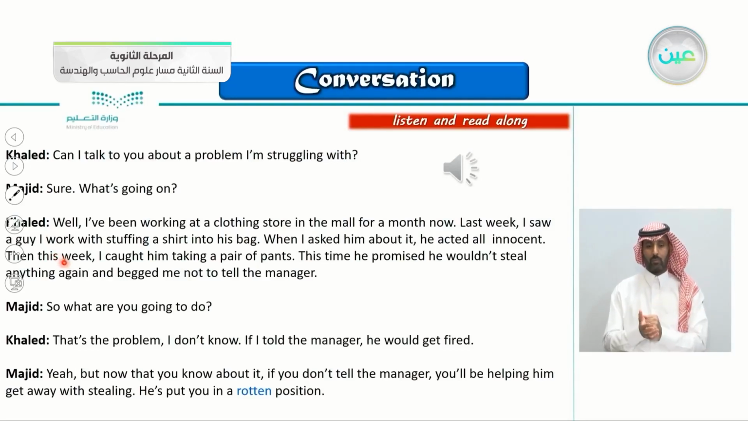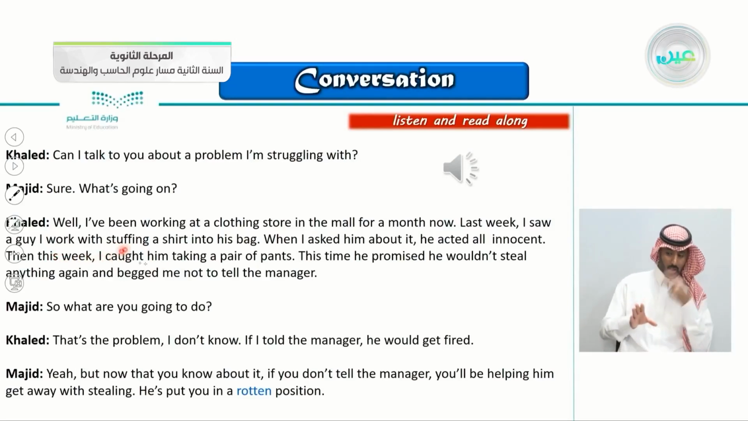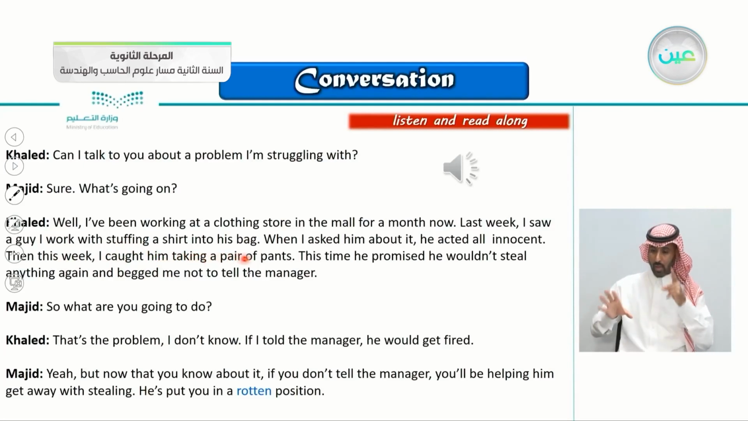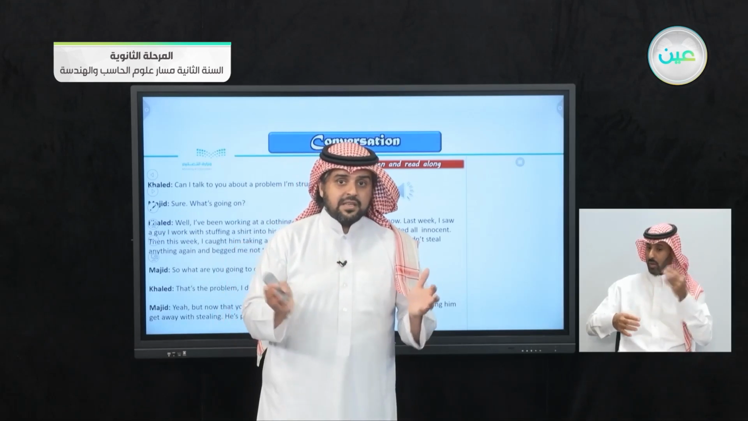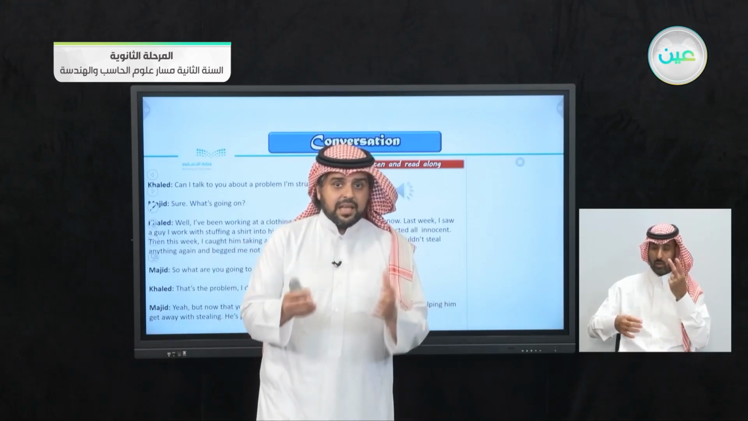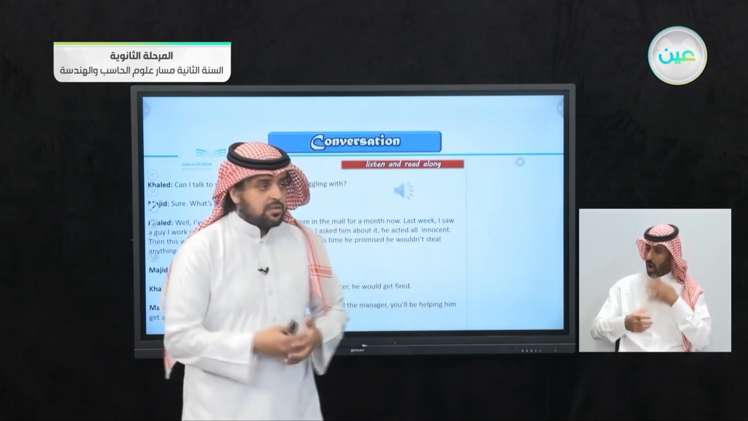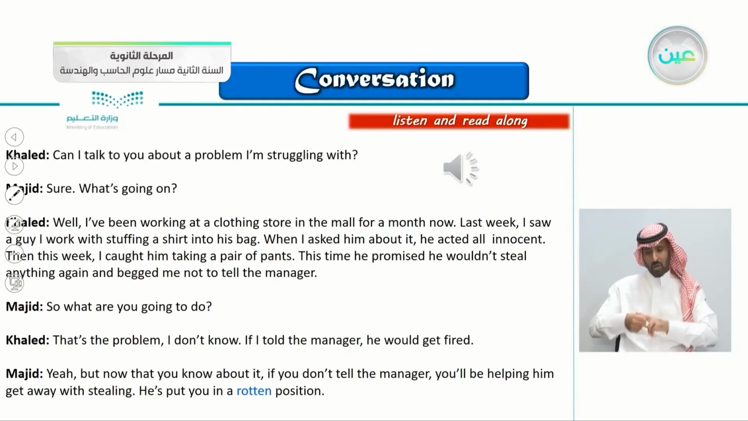"This week, I caught him again for a second time, taking a pair of pants. This time, he promised he wouldn't steal." So he promised he wouldn't steal, which means that he confessed. Not like the first time, when he acted innocent. The second time, he confessed and promised to not steal anything again, and begged me not to tell the manager.